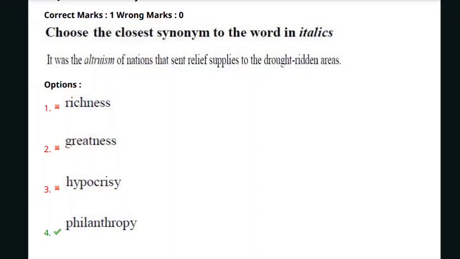Here they gave you the words richness, greatness, hypocrisy, and philanthropy. Philanthropy is nothing but helping other people without any self-interest, without showing interest towards their selfishness. The people who help other people, who work for the welfare of other people, are called philanthropists or altruists. So the correct answer here is philanthropy.